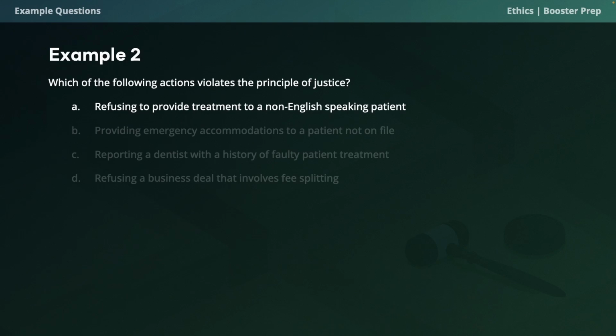For C, this also seems like it upholds the principle of justice. Obviously, you want to communicate and be sure of the faulty treatment, and reporting a dentist that has a history of this, it is the right thing to do. And finally, D, this would be ethical. You want to avoid all dealings with fee splitting or rebates. This was a crucial concept under the principle of justice.